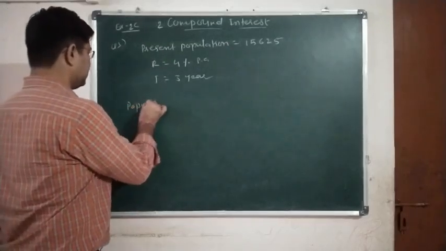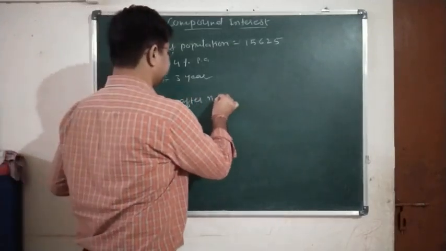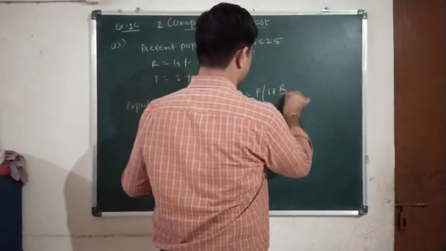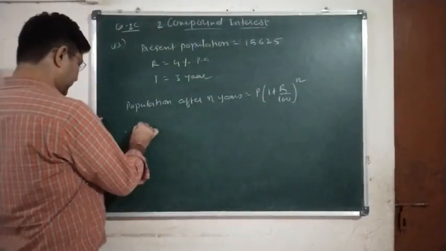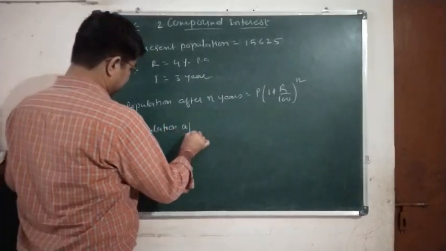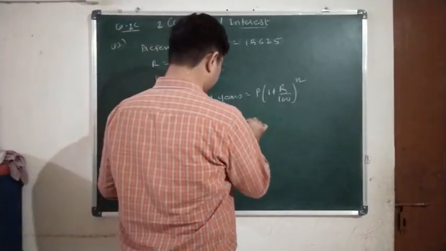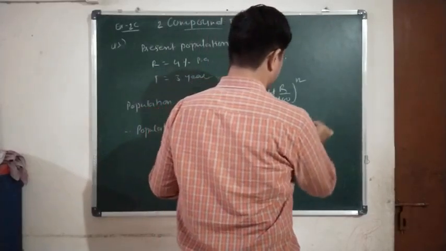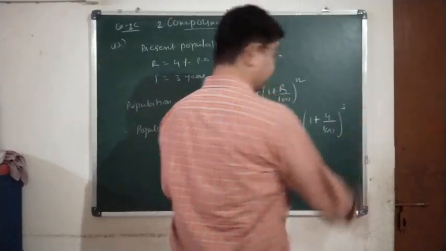Population after n years will be given by P into bracket 1 plus R upon 100 raised to n. Therefore, population after 3 years will be 15625 into 1 plus rate, which is 4 upon 100, raised to 3.